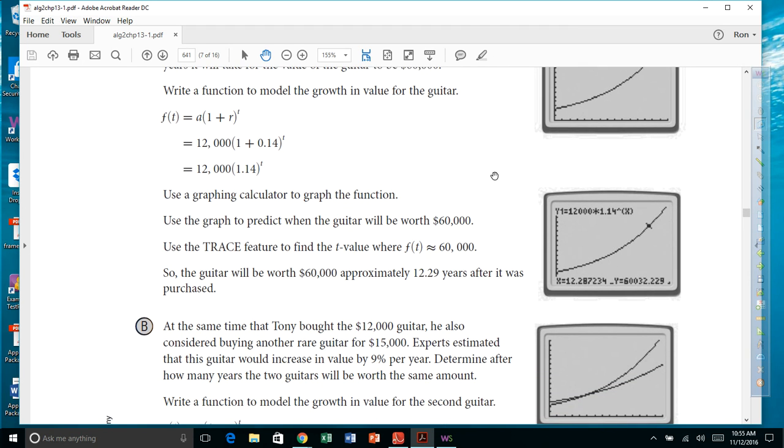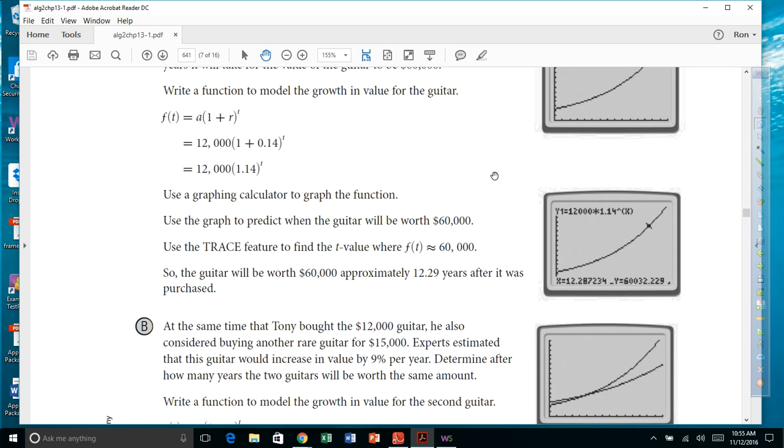Write a function to model the growth in value for the guitar. f(t) = a times (1 + r)^t. So a, what he paid for it, is $12,000. They said it would grow by 14%. So you'll have 12,000 times 1.14 to the t power.